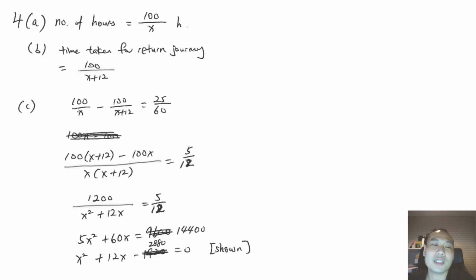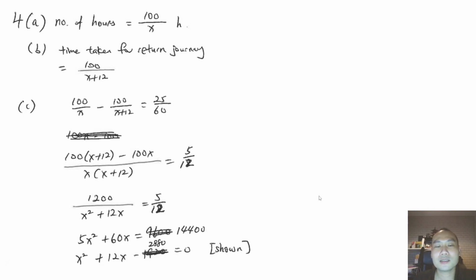So the difference, right? 100 over x minus 100 over x plus 12 is 25 over x. So what we can do is get the common denominator, then after that simplify the numerator a little bit. We have 1200 over x squared plus 12x equals 5 over 12.